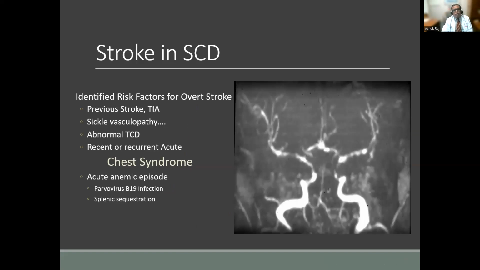So the risk factors for overt stroke are previous stroke or a transient ischemic attack. Then patients who have an abnormal transcranial Doppler, we'll talk about that in a minute. And some patients who have had recurrent acute chest syndrome are also at risk for developing strokes. I also talked about parvovirus B19 infection, which can lead to severe anemia. In a Dallas study, they found that patients who developed severe anemic episodes in the course also had a higher incidence of developing stroke.